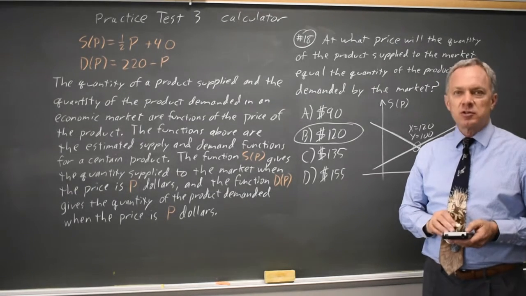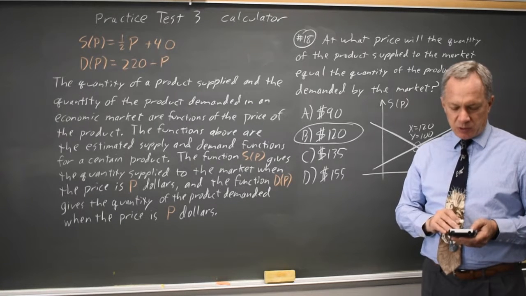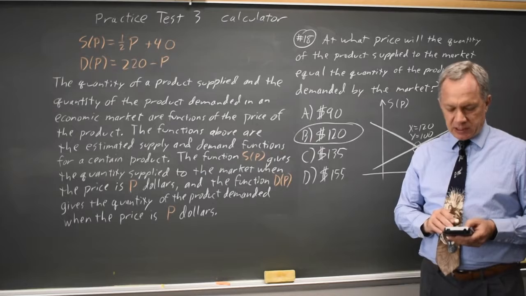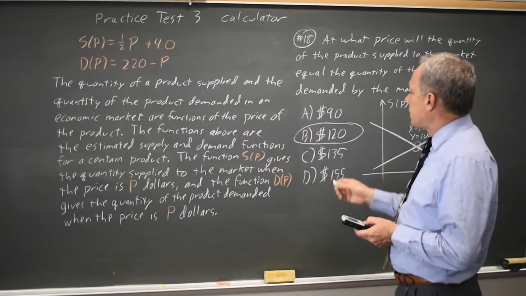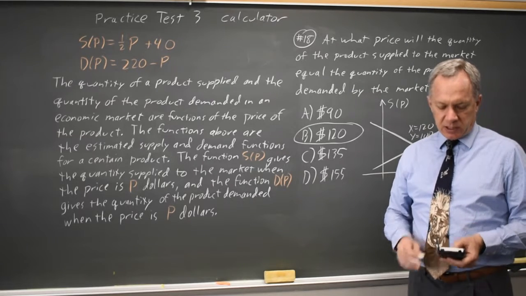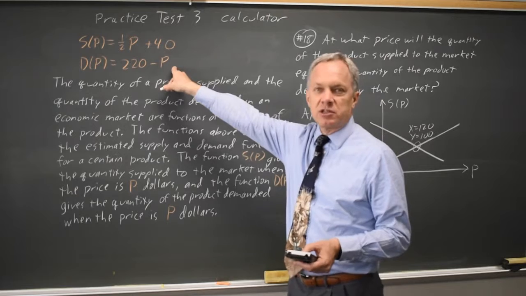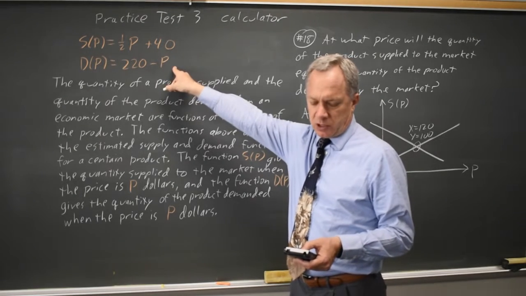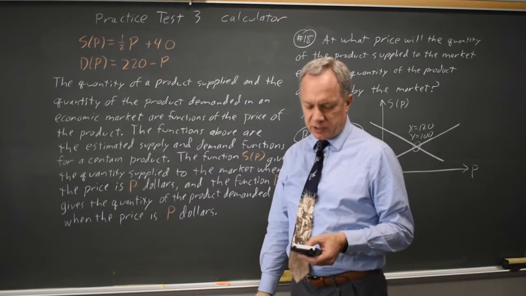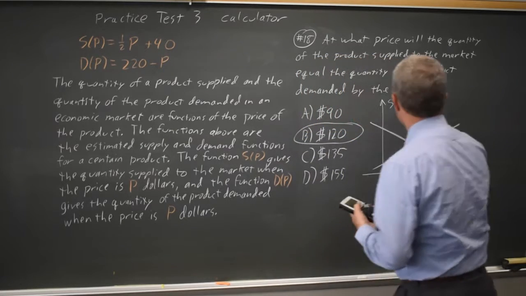I could also go to the table, second window for table set, put my independent variable on ask, and then choose the X values for the answer choices, and I find that at X equals 90, for example, Y1 is 85 and Y2 is 130, so they're not equal. At 120, they're both equal at 100, etc. So the table allows me to answer the question.